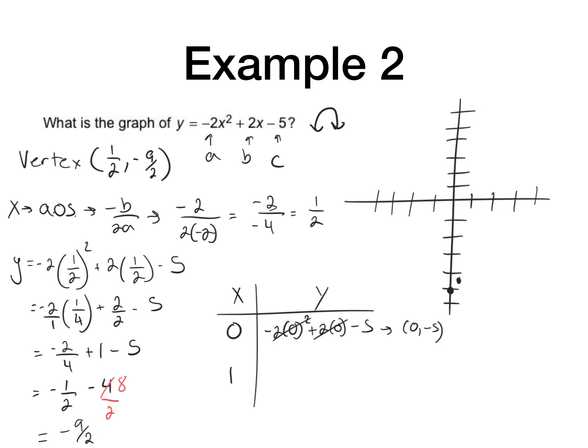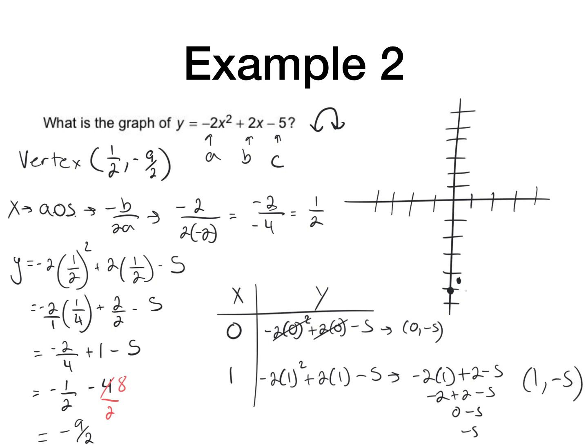Now let's plug in number 1. We get negative 2 times 1 squared plus 2 times 1 minus 5. That is going to be negative 2 times 1 plus 2 minus 5. That is negative 2 plus 2 minus 5. That is 0 minus 5, which gives us negative 5. So we get the point 1, comma, negative 5. So again, it's going to look down that way. And it's looking like a downwards parabola. So that means we did our math correctly with the vertex and the other points.